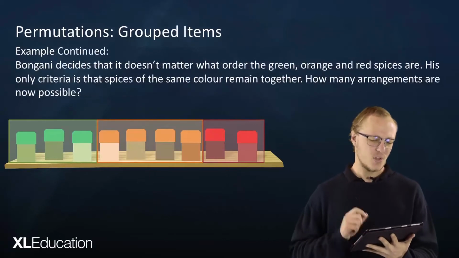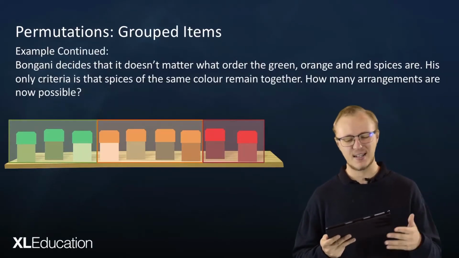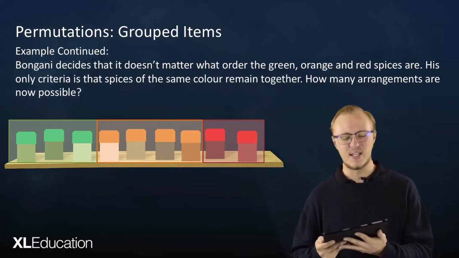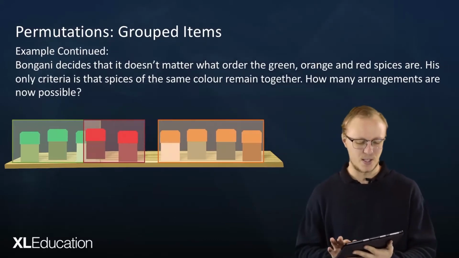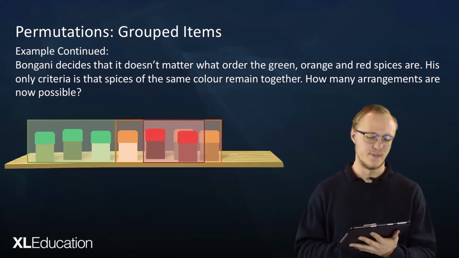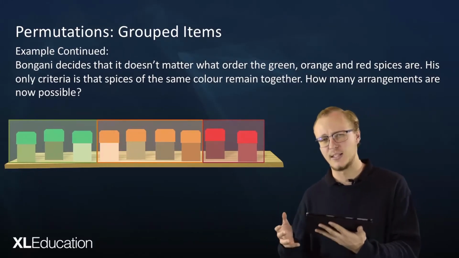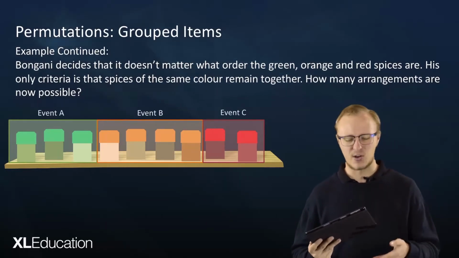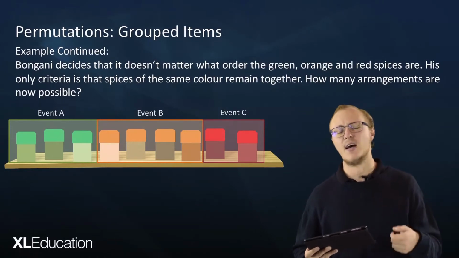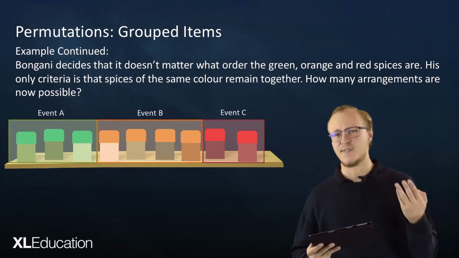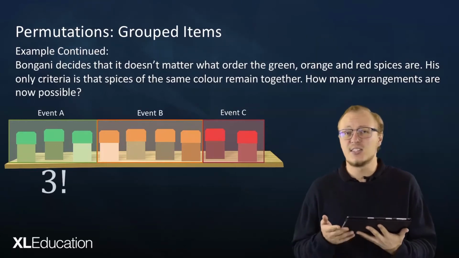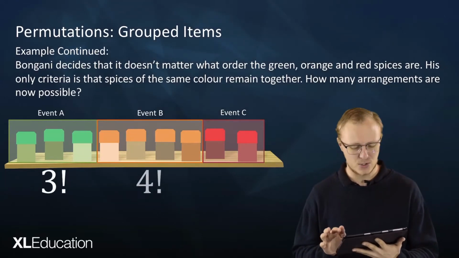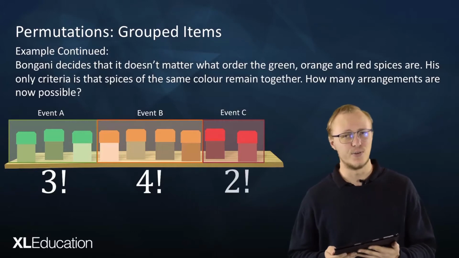Right, now, what if Bongani decides that it doesn't matter what order the green, orange, and red spices are? So the orange doesn't have to be in the middle, the red doesn't have to be on the right. Now we can rearrange the groups, right? Even though we're keeping red spices together, orange spices together, green spices together. So again, we're going to call arranging the greens event A, arranging the orange event B, and arranging the red event C. And event A can still only happen in 3 factorial ways. Event B will still only happen in 4 factorial ways. And event C can only happen in 2 factorial ways.